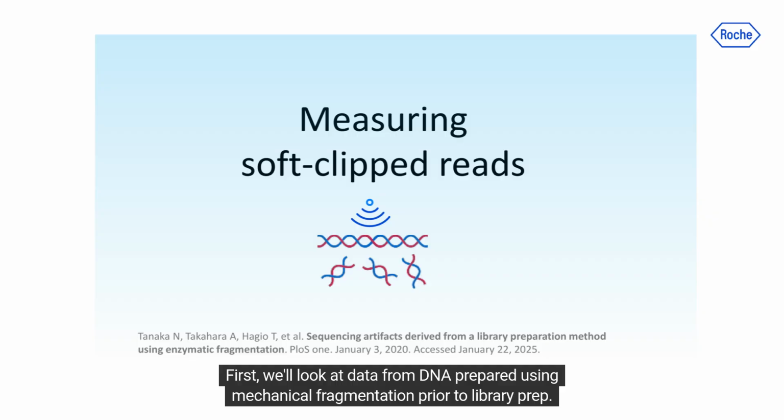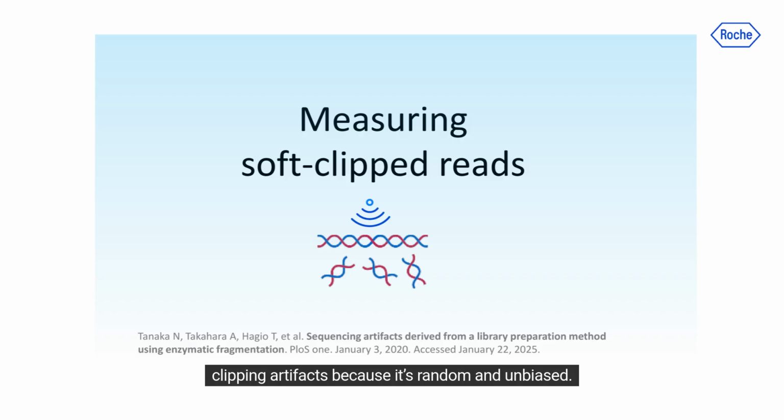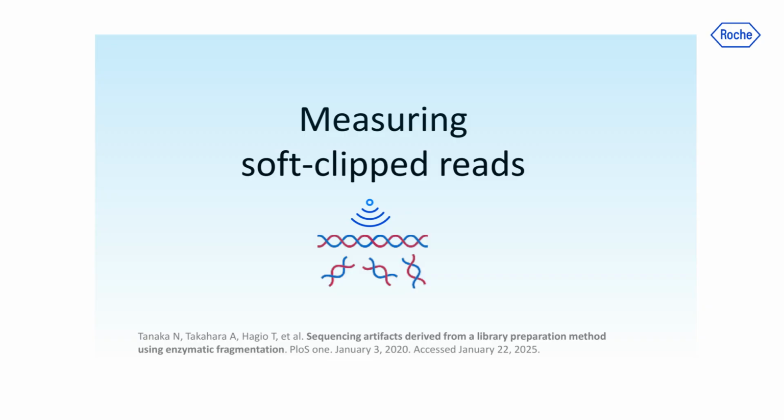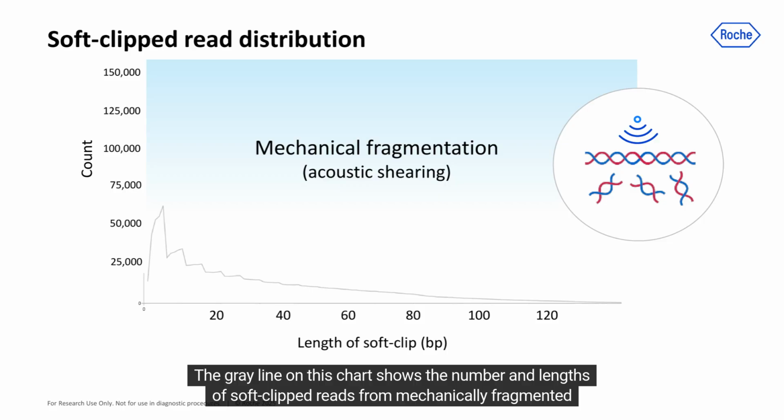First, we'll look at data from DNA prepared using mechanical fragmentation prior to library prep. This method, which uses sound waves to break up the DNA, is the gold standard for minimizing soft clipping artifacts because it's random and unbiased. The gray line on this chart shows the number and lengths of soft-clipped reads from mechanically fragmented DNA.